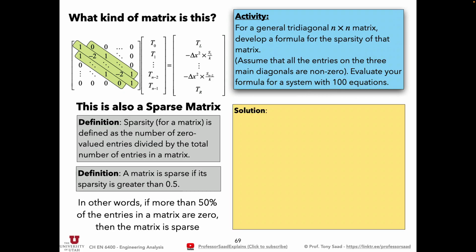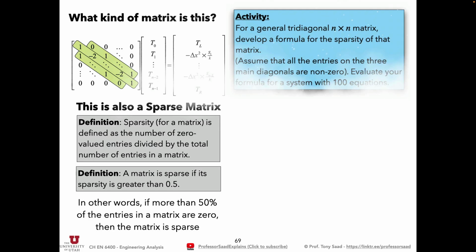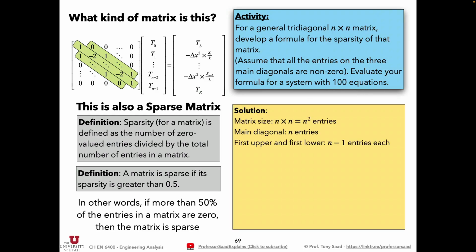Yeah. Okay. All right, so the total number of entries is n squared. The main diagonal has n entries. The first upper and first lower each have n minus 1 entries. So the total number of non-zero entries is n plus n minus 1 plus n minus 1. Agreed? I'm adding the number of entries in the main, first upper, and first lower. So that's 3n minus 2 non-zero entries. Everything else is 0.